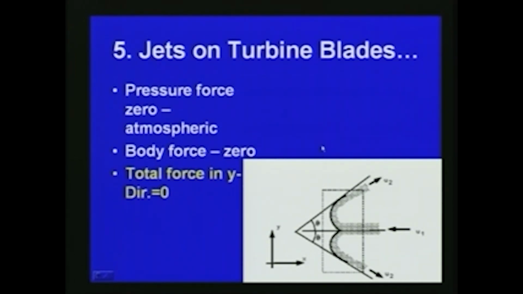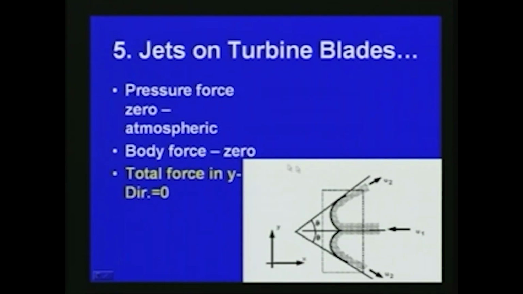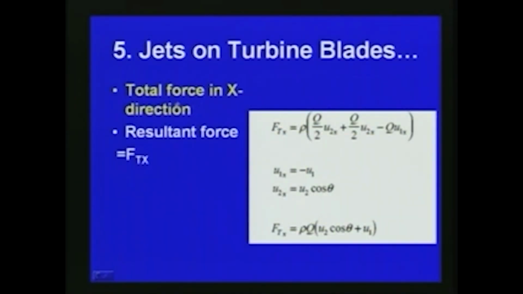Again, in this particular case we do not consider the pressure force. The pressure force is atmospheric, or 0, so we consider it as 0. Also the body force is not considered here, due to the specific nature of the problem. Finally, the total force in the y direction will be 0, due to symmetry and the nature of this particular problem. The total force in the y direction will be 0, and then the total force in the x direction.